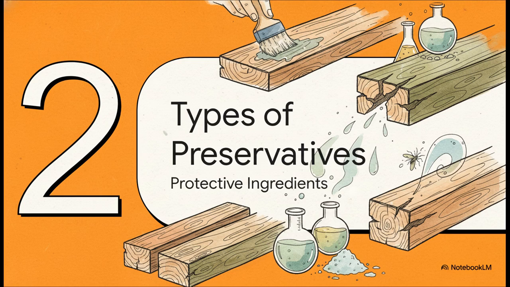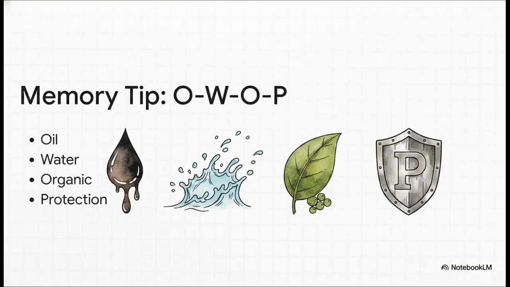Moving right along to Section 2, types of preservatives, the ingredients of protection. To easily remember the main categories of treatments, just use this really handy memory tip, OWOP. That stands for oil, water, organic, and our ultimate goal, protection. Knowing these categories helps builders pick the exact right chemical tool for the job.